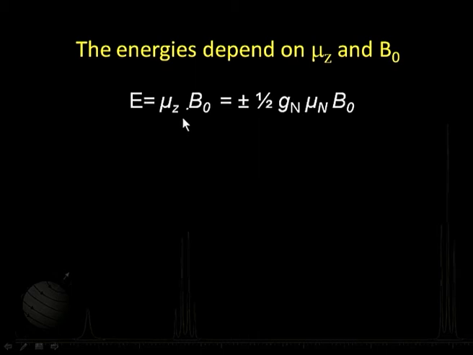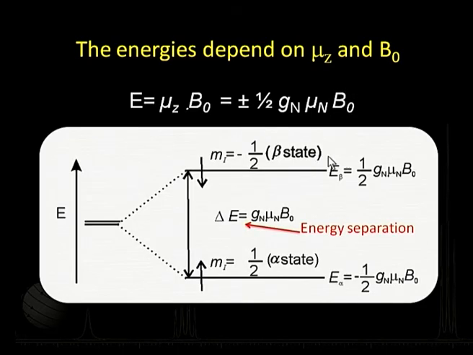So, if I put the two together and substitute the value of mu z here, it will be plus or minus 1 by 2 G n mu n B naught. So what you find is that the energy of a level is proportional to the applied field B naught. We will come to that.